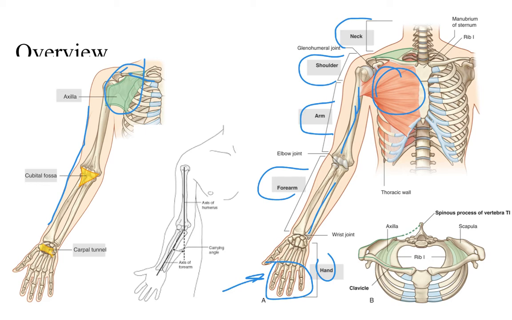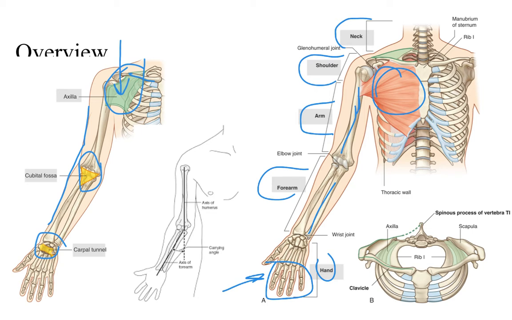All right, a couple other regions we'll be talking about, specifically the axilla and what is in the axilla and why that's important, the cubital fossa, what's in there and why it's important, carpal tunnel, what's in there and why it's important, as well as a concept that I'll introduce now, but they will also be talking about it in your physical exam lab and clinical correlations, which is the carrying angle of the arm.